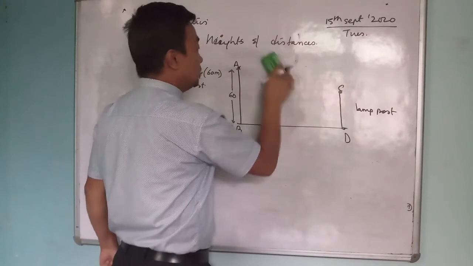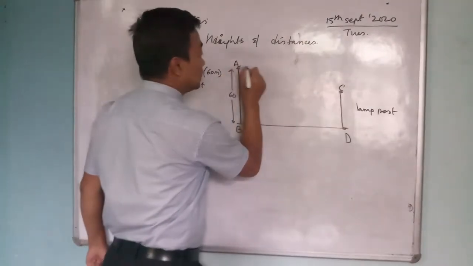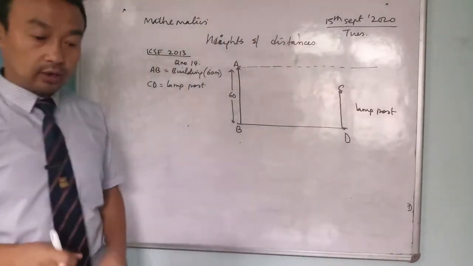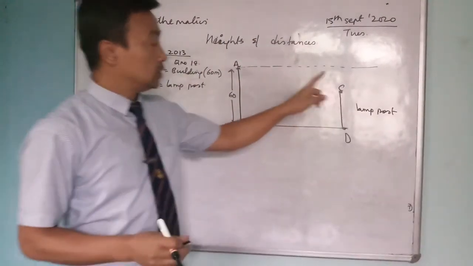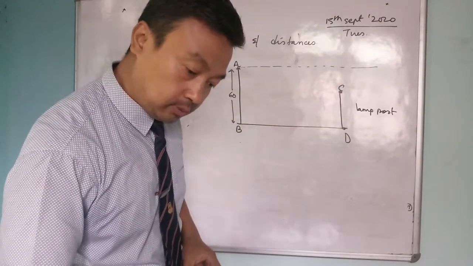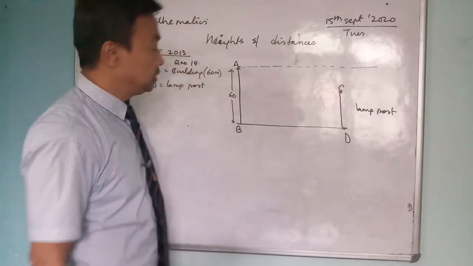First thing is you have to draw the horizontal line from the point of observation like this. Now you are observing at 2 points. The first one is the top of the lamppost and the second one is the base of the lamppost. The angles of depression are 30 degree and 60 degree respectively.